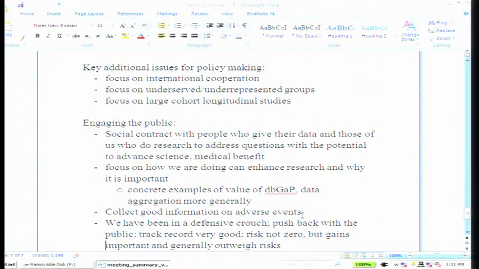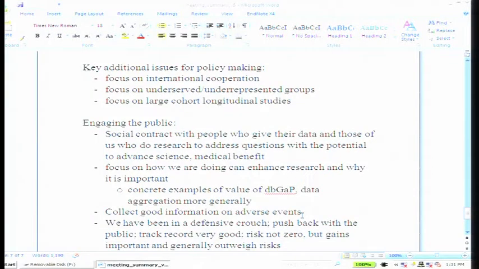Okay, and here's a short point where Ewan's issue of international is alluded to, so we make sure we don't forget it because it is very important. To make sure that as we're having these discussions, we focus on international cooperation, on underserved and underrepresented groups, and on very rich data sources like large cohort longitudinal studies, where the work we do can be particularly valuable in terms of the aggregation of the data.